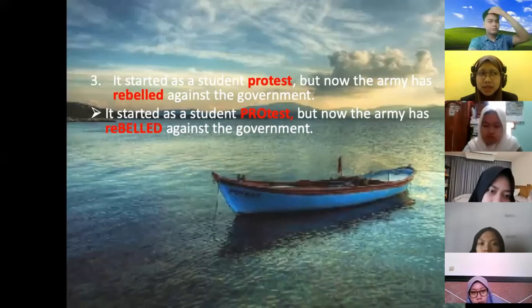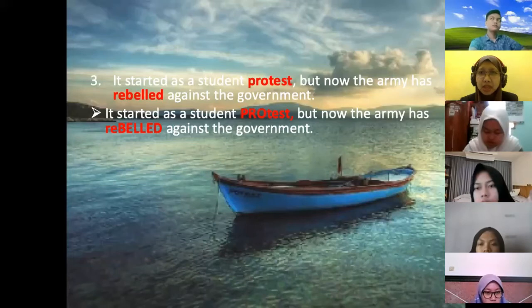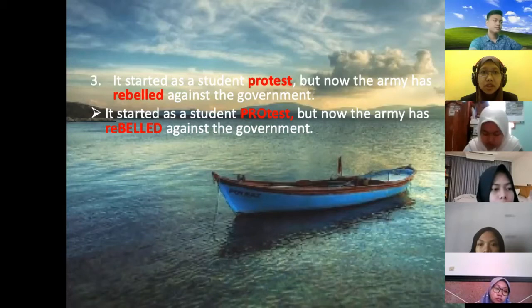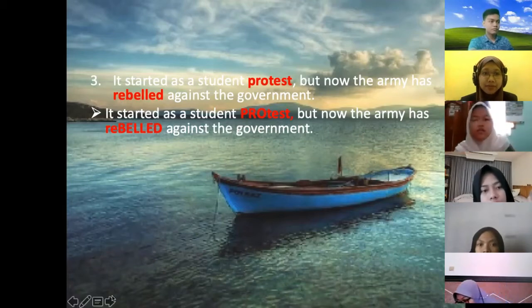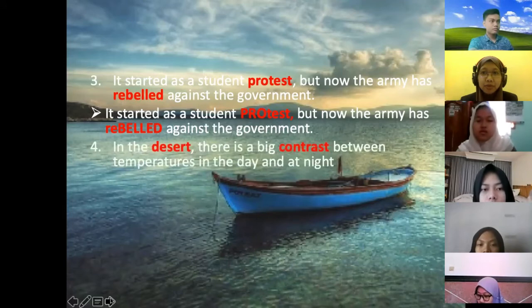Any other words? Interested. I'm interested in playing football. So Anda harus bunyikan. Bukan it start. Bukan, tapi you have to make it clear. It started as a student protest, but now the army has rebelled against the government. Okay. Number 4.